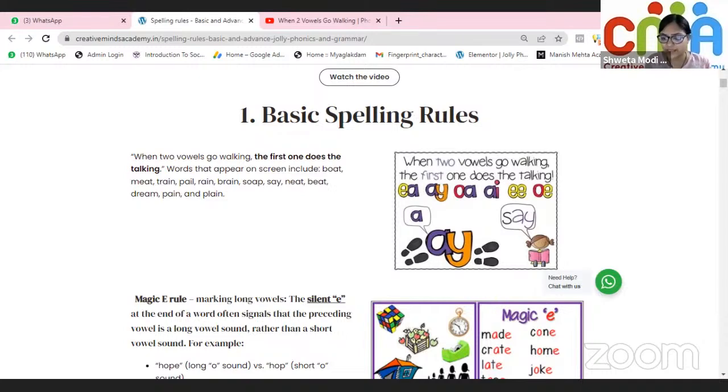Yes. So I hope the screen is visible. Spelling rules. Okay. Yeah.